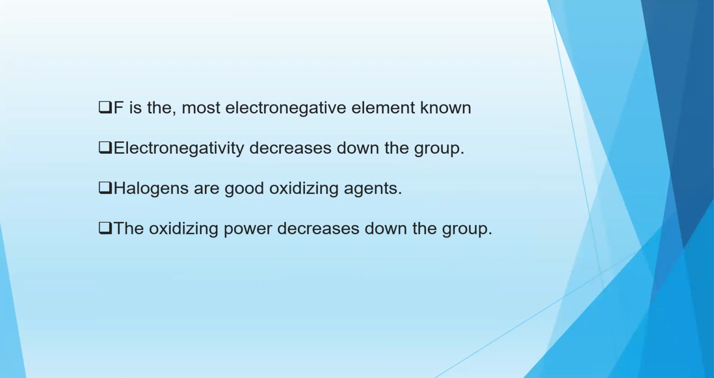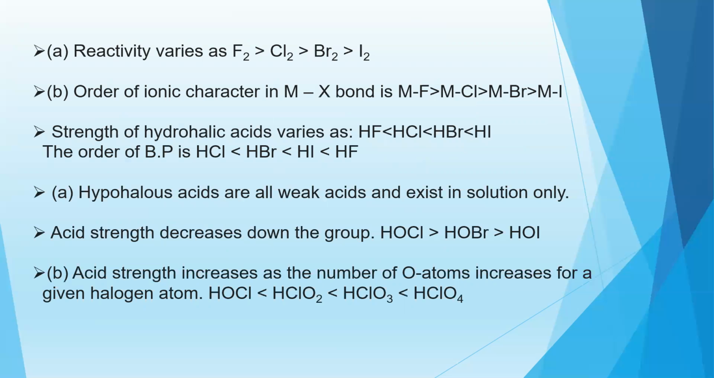In group 17 elements, halogens are good oxidizing agents and the oxidizing power decreases down the group. So basically in a given chemical reaction, you will be able to see that chlorine gas is acting as an oxidizing agent. Now the oxidizing agent itself undergoes reduction as it helps in oxidation. Reactivity varies as F2 greater than Cl2 greater than Br2 greater than I2.